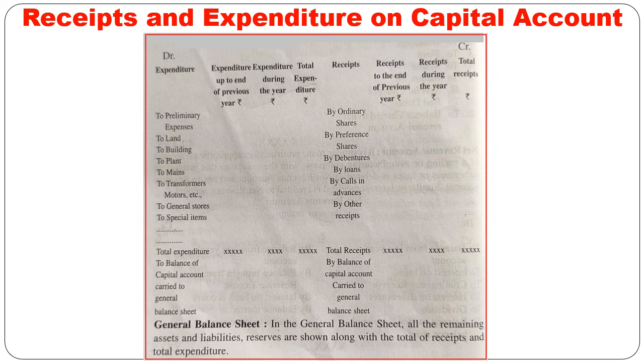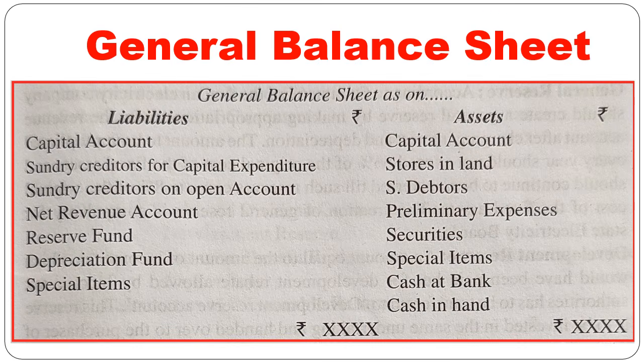So now we will understand the general balance sheet. We come to the general balance sheet. This is the format of the general balance sheet. In the beginning, liabilities and assets on both sides, you find the capital account. Whatever balance we get in receipts and expenditure on capital account will be carried forward here as a capital account item.